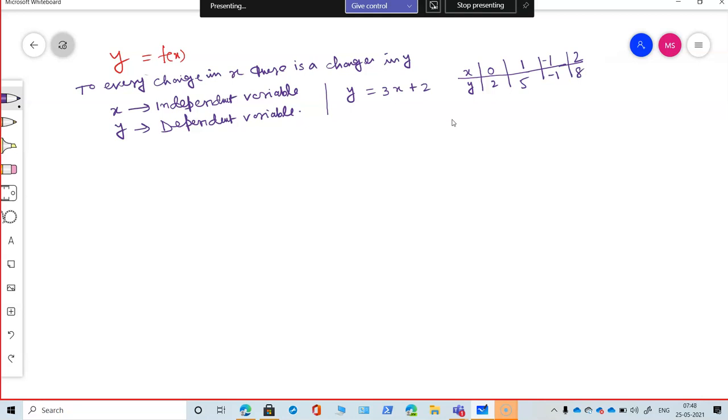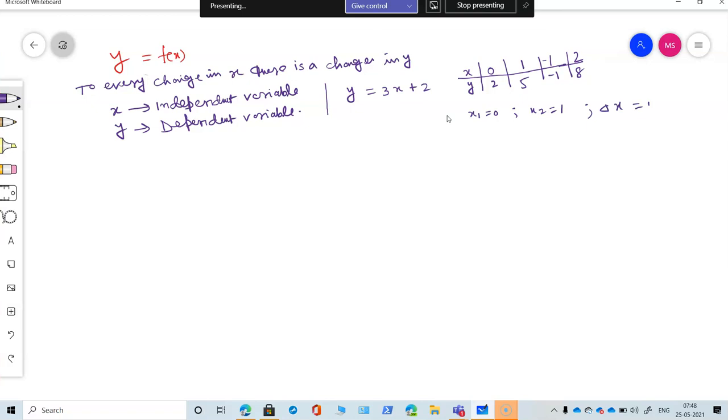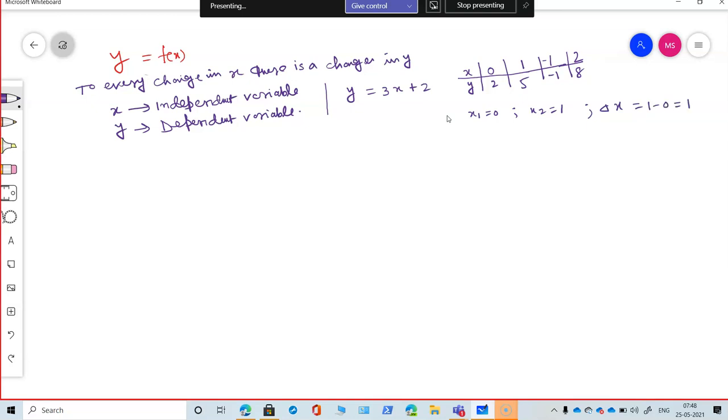Now x is changing from 0 to 1. So one can refer here delta x. When you have taken, say, x1 equal to 0, x2 equal to 1, delta x is what? 1. And for that y1 is 2 and y2 is 5. So delta y is what? 5 minus 2 equal to 3.